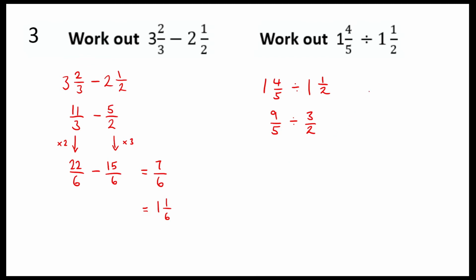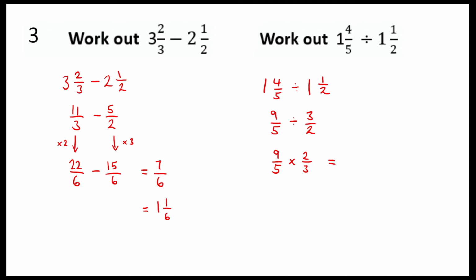Now, because this is a divide question, we're going to apply the KFC method. KFC essentially means keep, flip, change. So if we're dividing two fractions, we keep the first fraction the same as 9/5. We flip the second fraction over, so instead of 3 over 2 it becomes 2 over 3, and we change the divide to a times.